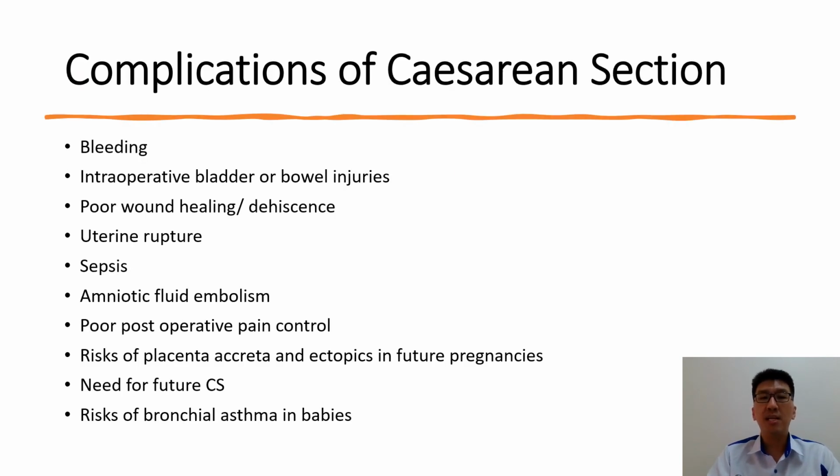The complications of Caesarean section can be divided into bleeding, postoperative bladder or bowel injuries, poor wound healing, uterine rupture, sepsis, peritonitis, amniotic fluid embolism, poor postoperative pain control, nausea, vomiting, risk of placenta accreta or ectopic pregnancy in future pregnancies, the need for future Caesarean section, and the risk of bronchial asthma in their babies. So these are the potential and usual complications of Caesarean section.